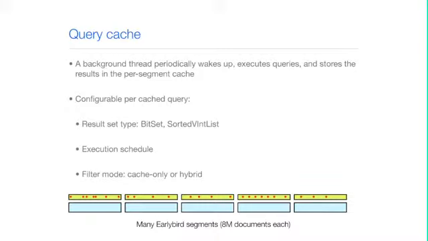So I talked about the bit set. We could also use a sorted VInt list. It's basically just an in-memory linked list, very similar to the Earlybird posting list format. But the sorted VInt list is actually a Lucene class. And we would use that if we have very, very few red dots here, where it wouldn't make sense to allocate a whole 1 megabyte bit set. We can configure an execution schedule and a cache mode and filter mode. So let's talk about that.